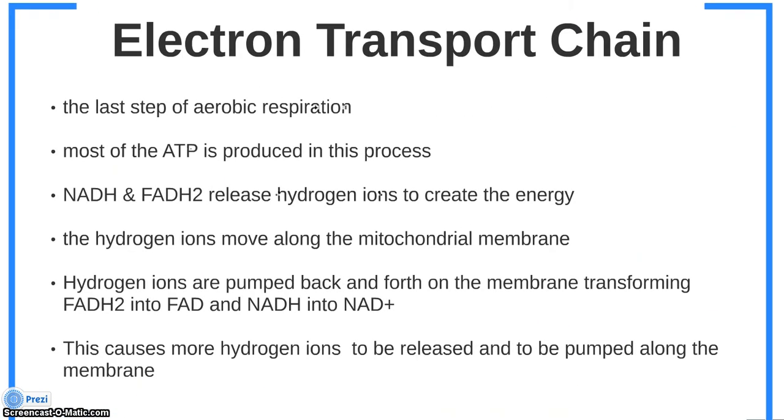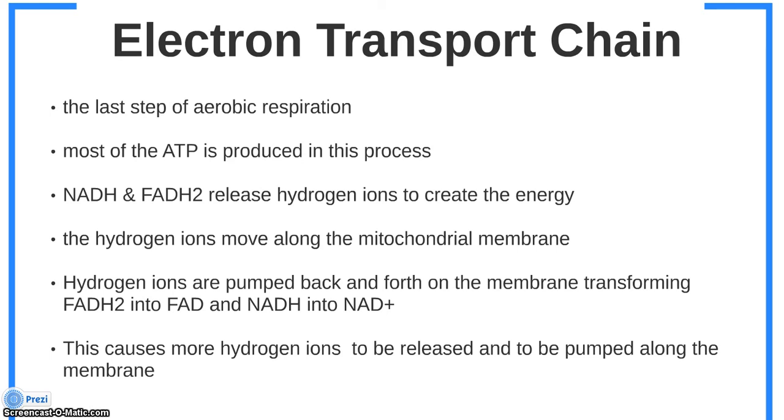Next, we have the electron transport chain. This is the last step of aerobic respiration. This is where most of the ATP is produced. Our NADH and FADH2s release their hydrogen ions to help create that ATP energy. Those hydrogen ions will move along the mitochondrial membrane. They're going to be pumped back and forth along that membrane, transferring the FADH2 into an FAD, releasing 2 hydrogens, NADH into NAD+, releasing their hydrogen.